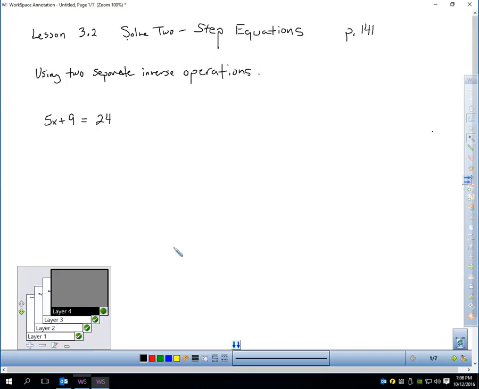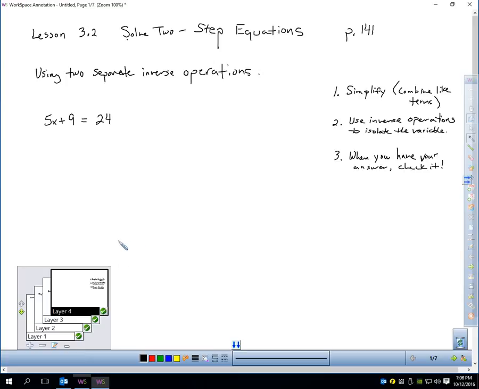So if you go to the bottom of page 141, you look in the bottom left-hand corner, do you see a question that says 5x plus 9 equals 24? We're going to solve that. Now, to solve that, we want to keep three things in mind. The first thing we always want to do when we try to solve an equation is always try to simplify it, which means combine like terms on each side of the equation if you can.